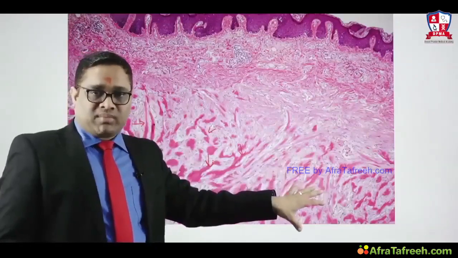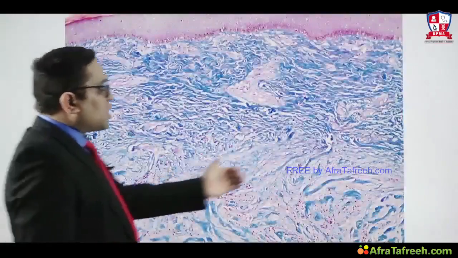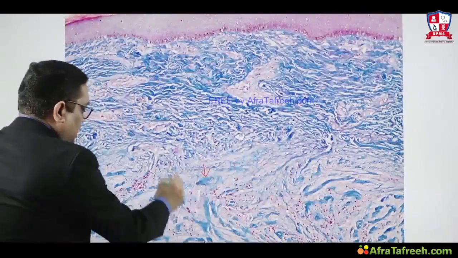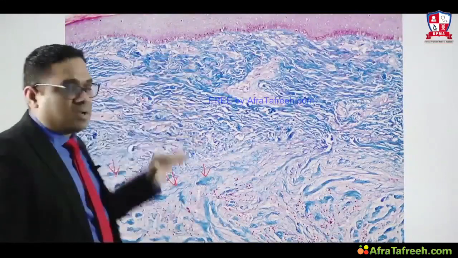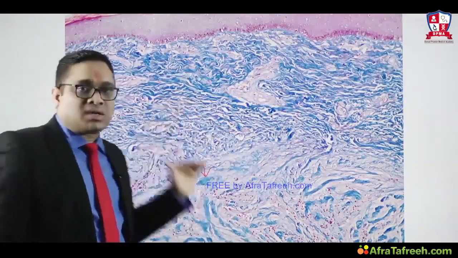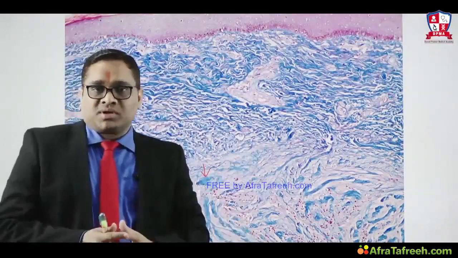So this is the keloid on microscopic examination, and how will you confirm? You confirm this by Masson trichrome stain. You can see in Masson trichrome stain the collagen is blue and very thick in comparison to the upper thin collagen. So this is the Masson trichrome stain for the keloid scar, right? So this is all about the inflammation chapter. Now we will see the next chapter of genetics.